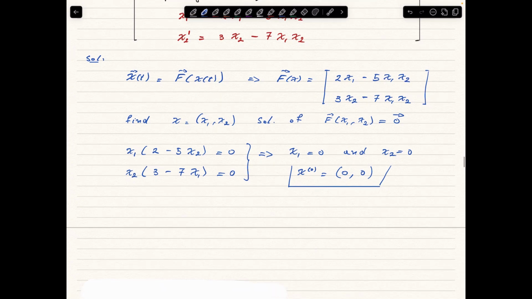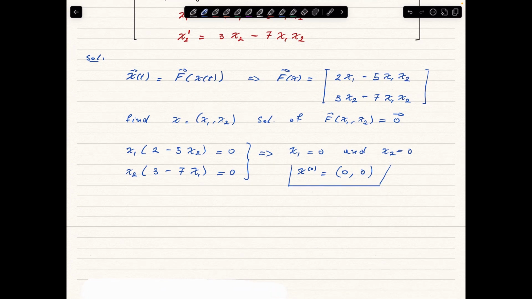So what happens if we look for solutions with x1 equals 0 now? If x1 is 0, but x2 can be different from 0, then we satisfy the first equation, and notice that now x2 has to be 0 in order to be an equilibrium solution. So if x1 is 0, then x2 has to be 0, and vice versa. If x2 is 0, then x1 has to be 0.